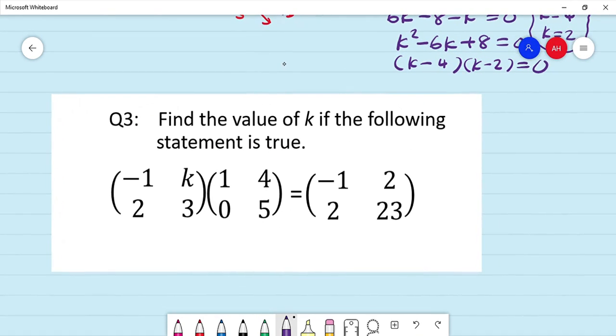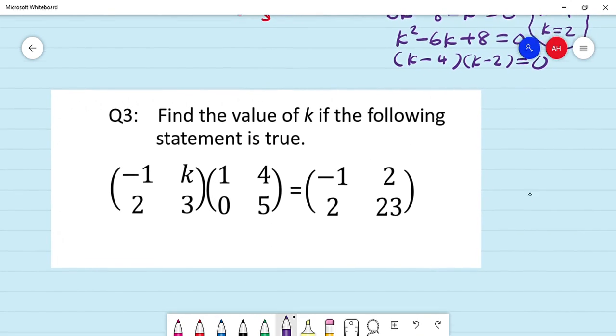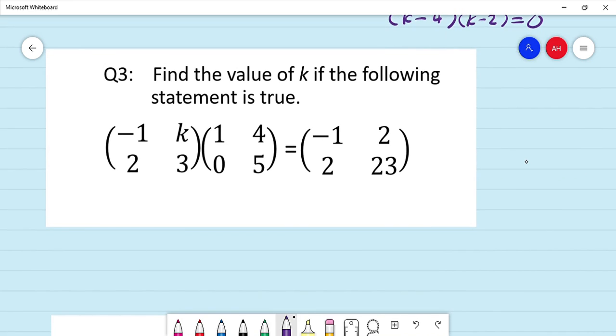Question number 3, related to matrix multiplication of a 2 by 2 matrix on the left hand side, with the answer given on the right hand side. But on the left hand side, we have the unknown k over here. So we want to find the value of k. What we have to do is multiply the matrices on the left hand side. 2 by 2 times 2 by 2, we are going to have a 2 by 2 matrix also.